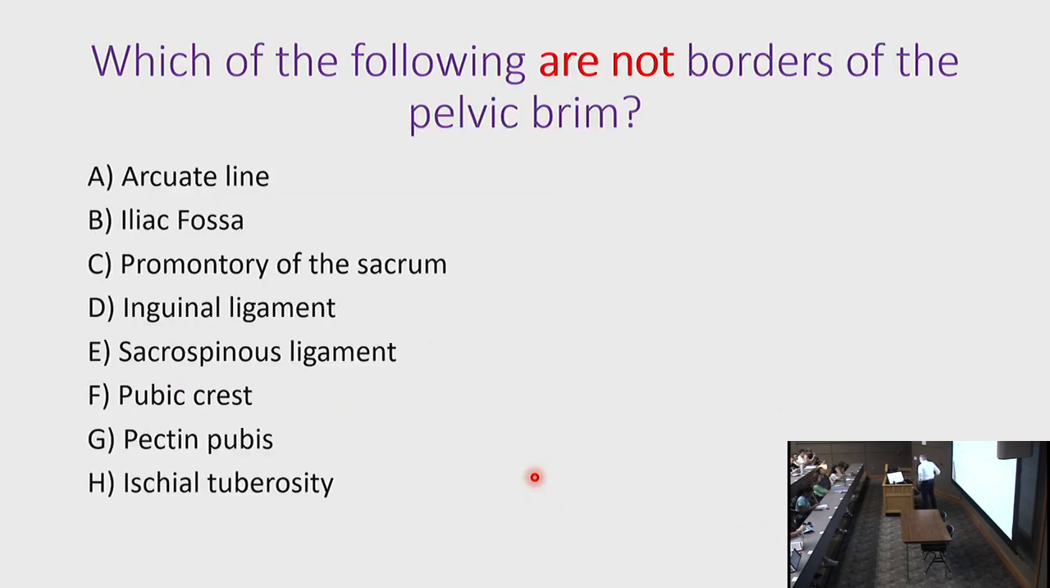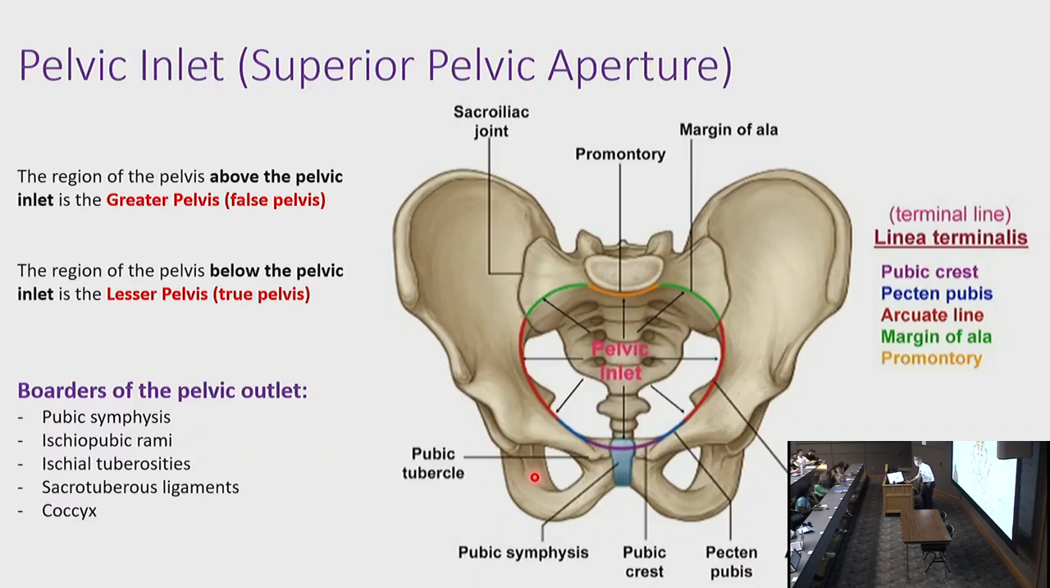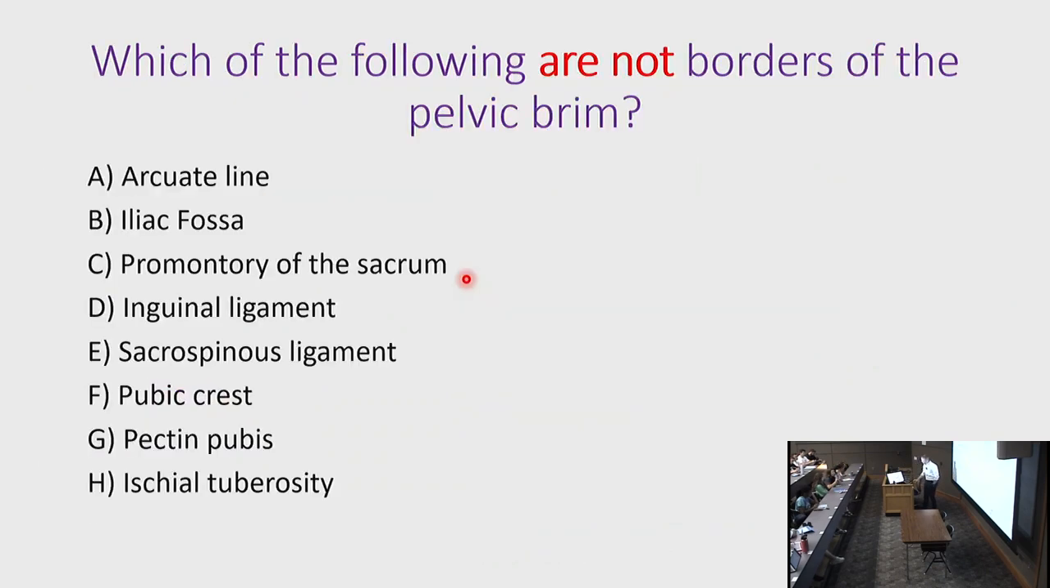Question. Which of the following are not borders of the pelvic brim, which we just saw? I'm just going to go through these one at a time. You're going to tell me yes or no. Is the arcuate line a part of the pelvic brim? Yes. Iliac fossa? No. Iliac fossa is up in here, and the arcuate line is down here, so the iliac fossa is superior. What about the promontory of the sacrum? Yep. Inguinal ligament? No. Sacrospinous ligament? You have a sacro-something ligament, not the sacrospinous, but the sacrotuberous ligament. And it's going to be the outlet, but neither one of those are part of the pelvic brim.